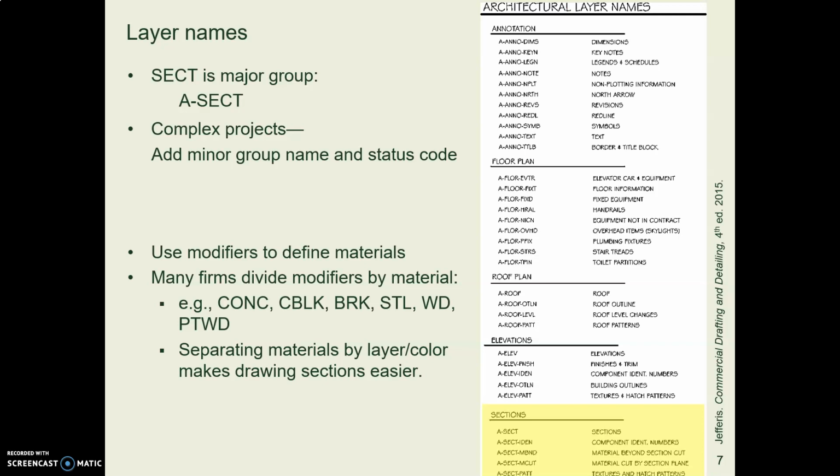In naming the layers in your CAD drawing, section, or SECT, is a major group. So when you're doing a section drawing, at the least, your CAD layer will be A-SECT. And that might be enough, but you might decide you want to add some minor groups and some status codes to that too, depending on how big your project is.